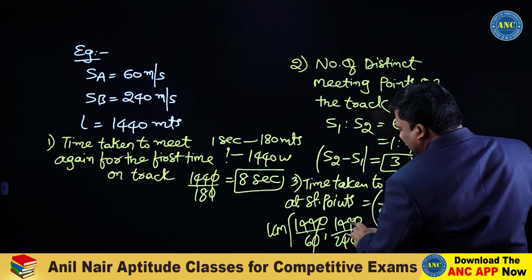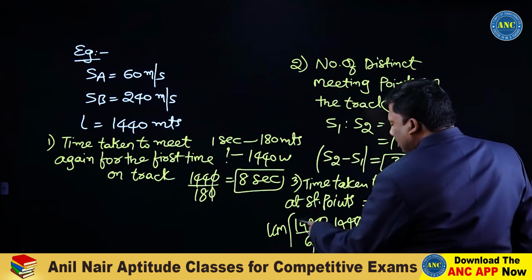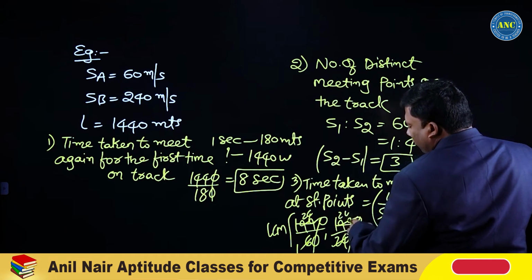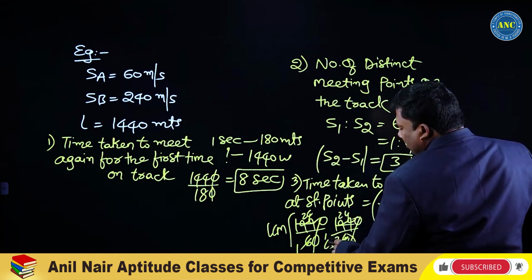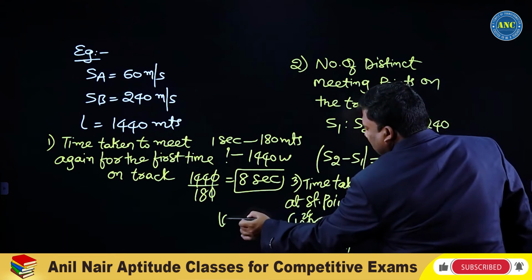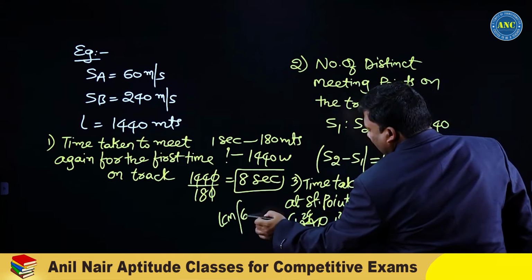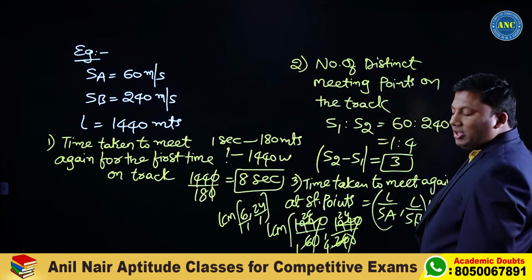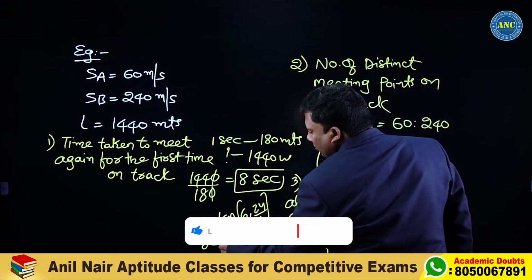0 0 cancel, 0 0 cancel. This is 24 by 1. This is 24 by 6, 6. 24 by 4. That means it is LCM of 6 comma 24 by 1, 6 comma 24. LCM of 6 and 24 is 24.